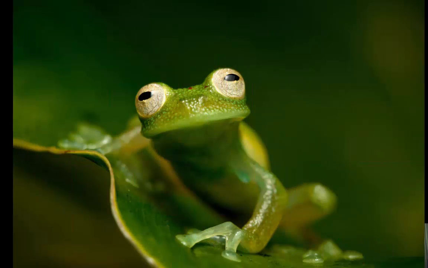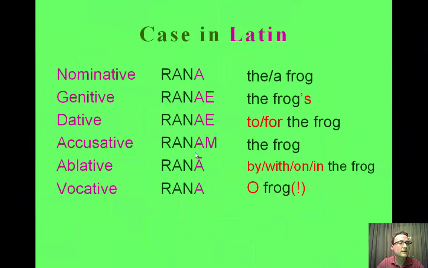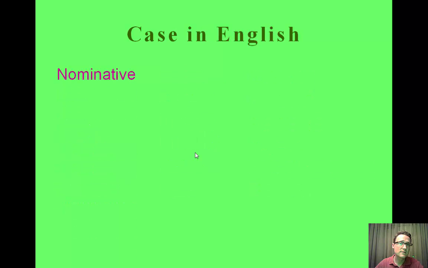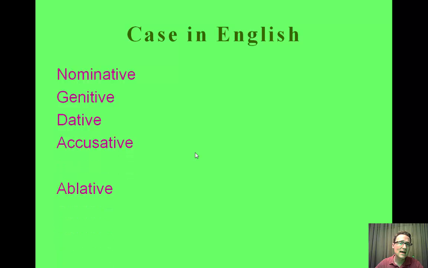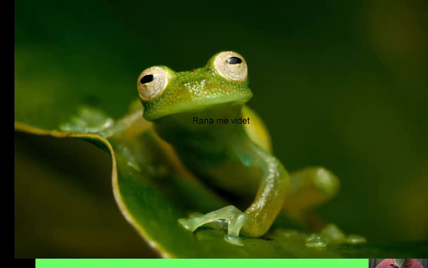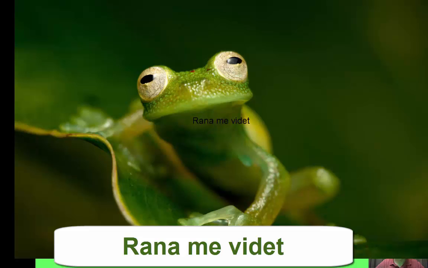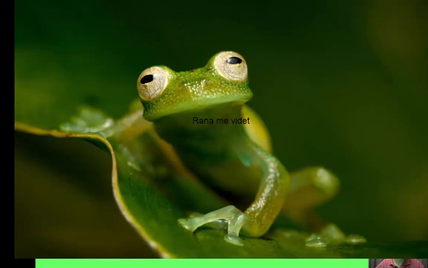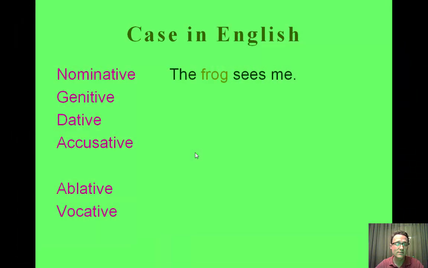So, taking this example of the frog, we're going to look at some English sentences that show the uses of these various cases. So our cases again are nominative, genitive, dative, accusative, ablative, and vocative. The nominative is used to show the subject of the verb. So the frog sees me. The frog is doing the action, the verb is changed to fit the frog. You know that I'm not the one doing the seeing, otherwise I'd say I see the frog, but it's the frog sees me.